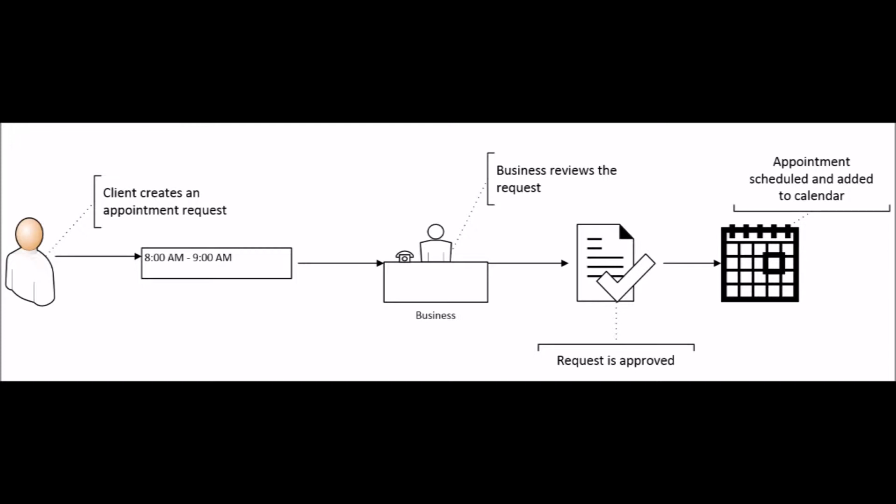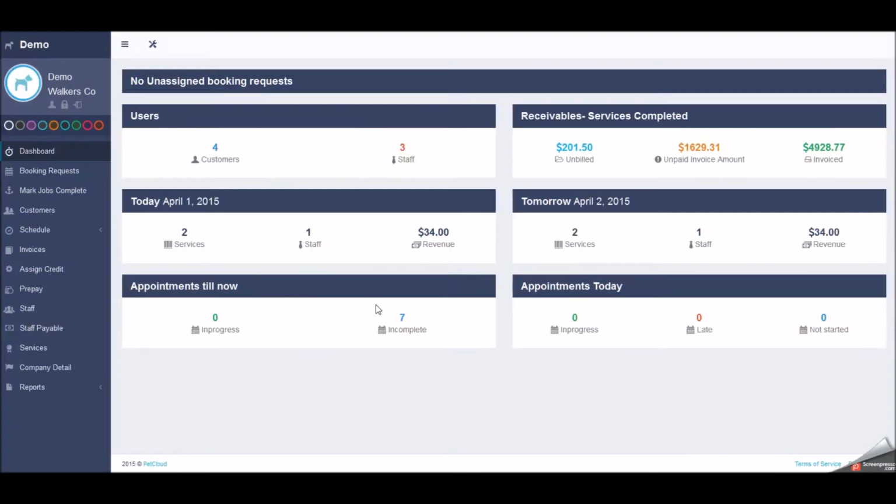So let's take a look at the software in detail. As an owner, once you log in, this is the screen that you get, which shows all the key metrics at a glance. The main nav bar is on the left-hand side with quick access to your profile, change password, or log out. Let's take a look at the booking request screen.